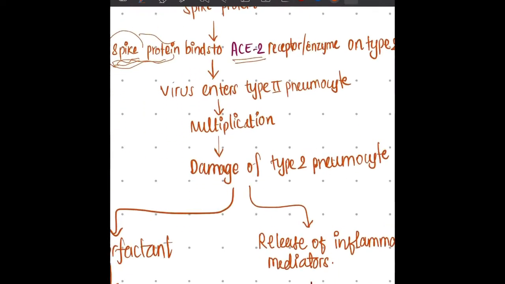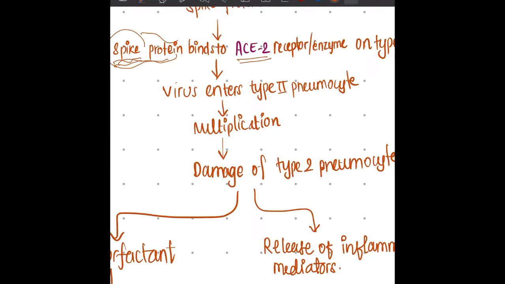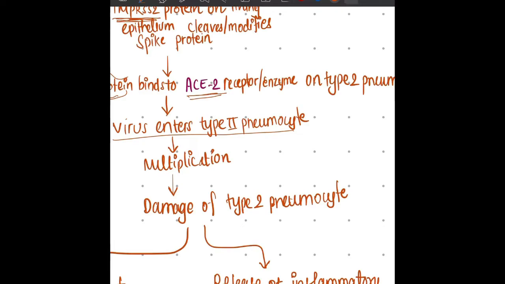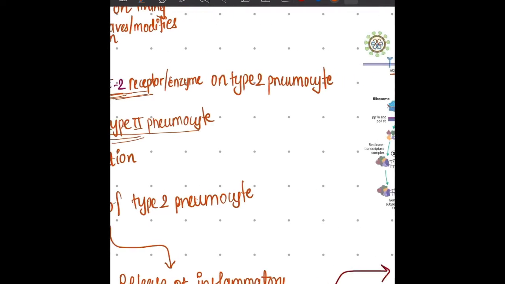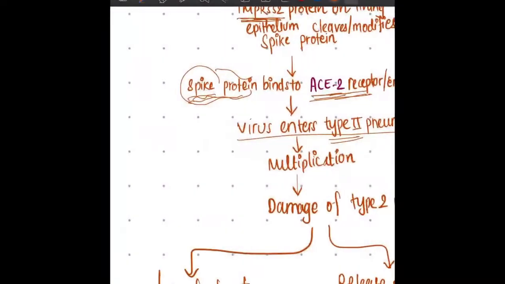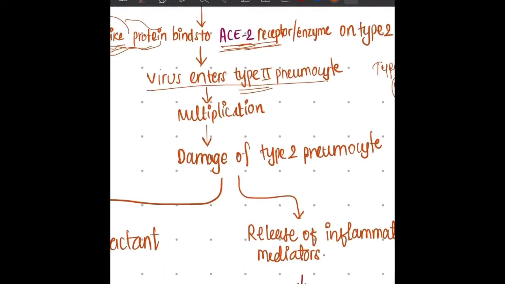So you can see here, by this process the virus enters the type 2 pneumocytes. Understand that the density of ACE2 receptors is maximum in the type 2 pneumocytes. We know that the respiratory epithelium consists of type 1 as well as type 2 pneumocytes. The type 2 pneumocyte is particularly important for the production of surfactant, which keeps the surface tension inside the alveoli lower. So the infection starts from type 2 pneumocytes.